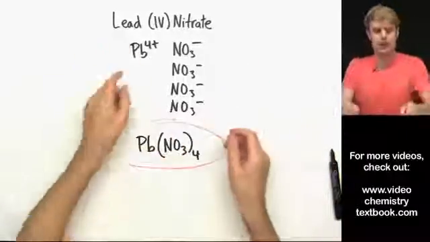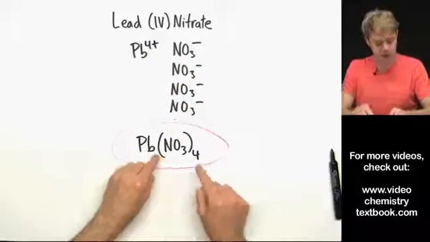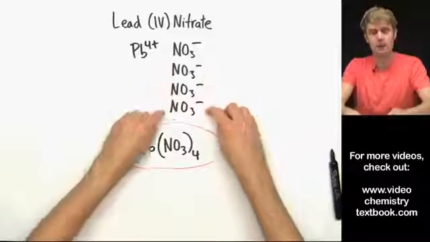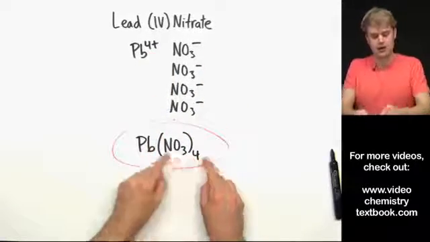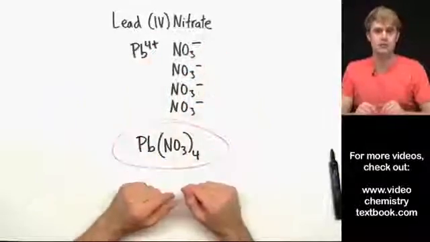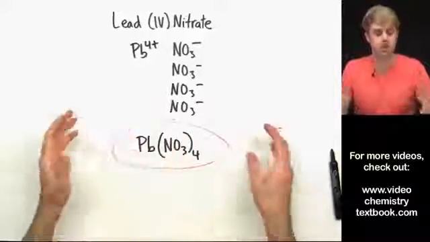So keep in mind, again, this 4 refers to the charge of lead, not to the number that should be after it. And remember that since this is a polyatomic ion, we use these parentheses and then a number outside of it to show that we have 4 of this entire group of atoms. So that's how we write formulas for compounds that contain transition metals.